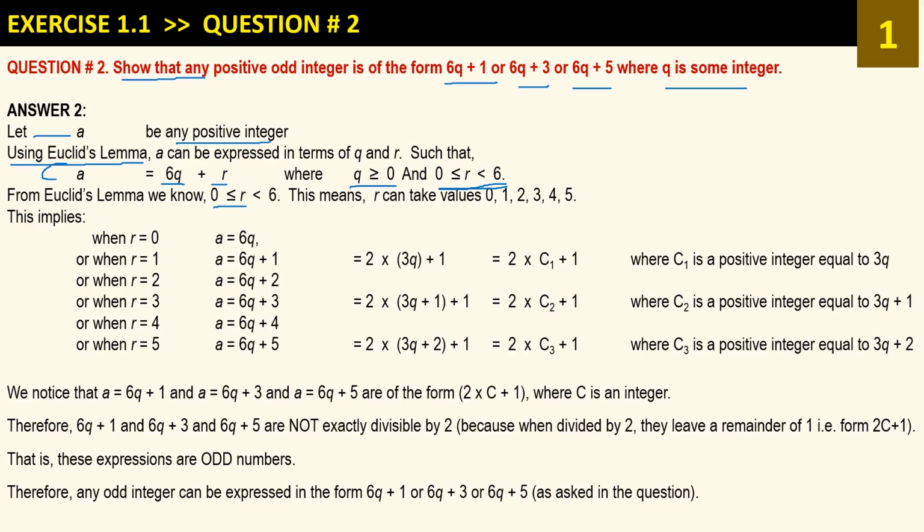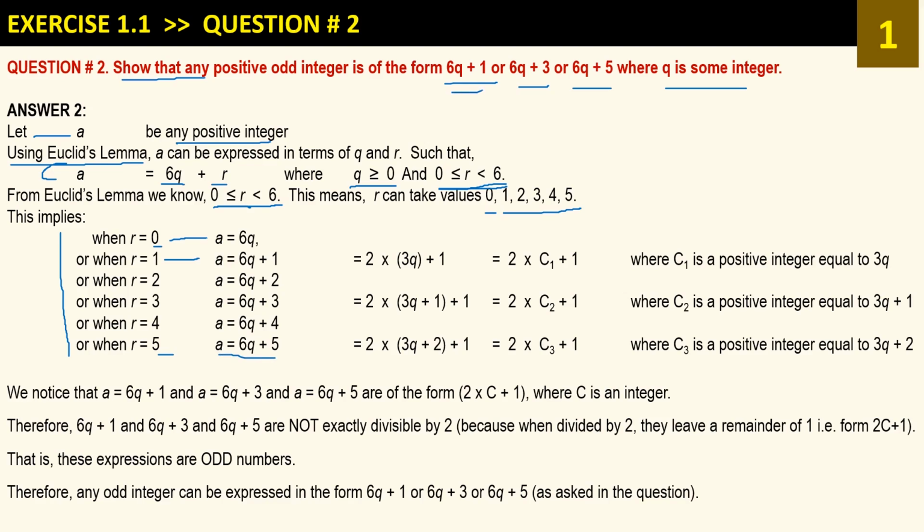Since r is between 0 and 6, it can take the values 0, 1, 2, 3, 4 and 5. If we write them here, when r is equal to 0, a takes the value 6q. When r is equal to 1, it takes the value 6q plus 1, and so on. When r is equal to 5, then a is equal to 6q plus 5.